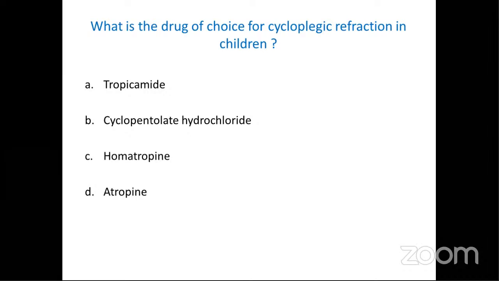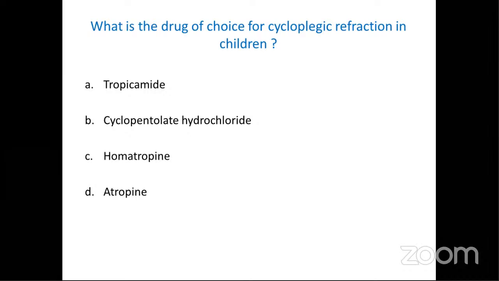Only in some of the cases where cyclopentolate and tropicamide are not given because of neurological conditions like Down syndrome, we are using homatropine. Atropine we don't use nowadays. Tropicamide doesn't cause so much of cycloplegia. That's why we use cyclopentolate hydrochloride.